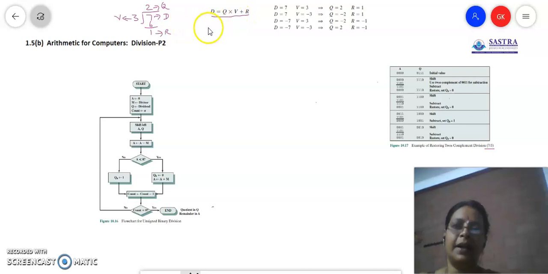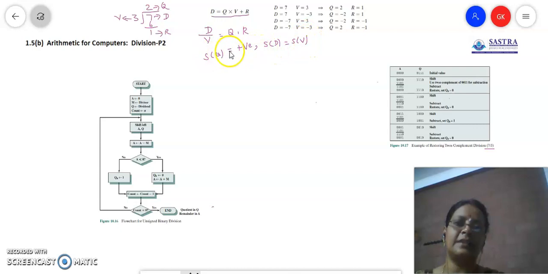When you divide by the divisor, you get the quotient and the remainder. To decide the sign of the quotient, we compare the sign of the dividend and the sign of the divisor. The quotient is set to positive if both signs are the same, that means the sign of the dividend equals the sign of the divisor. The sign of the quotient will be negative if they have different signs. This is the first rule.